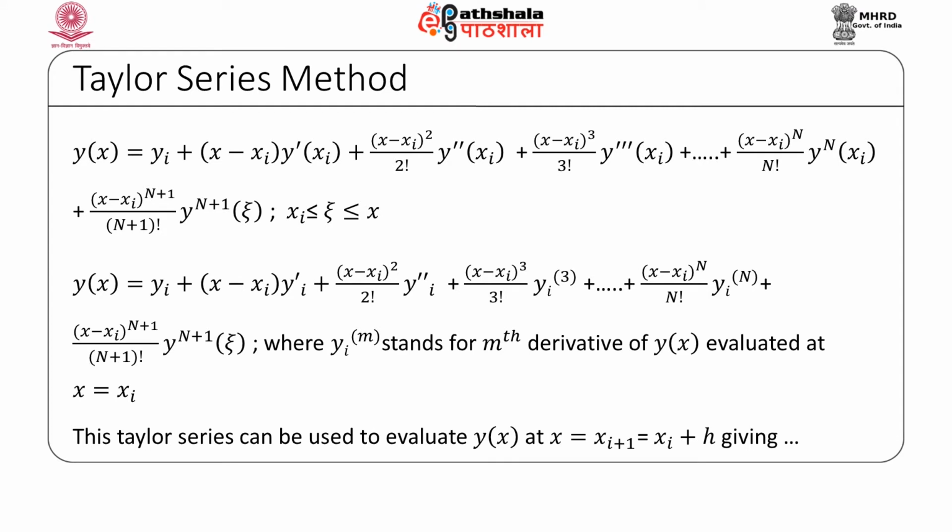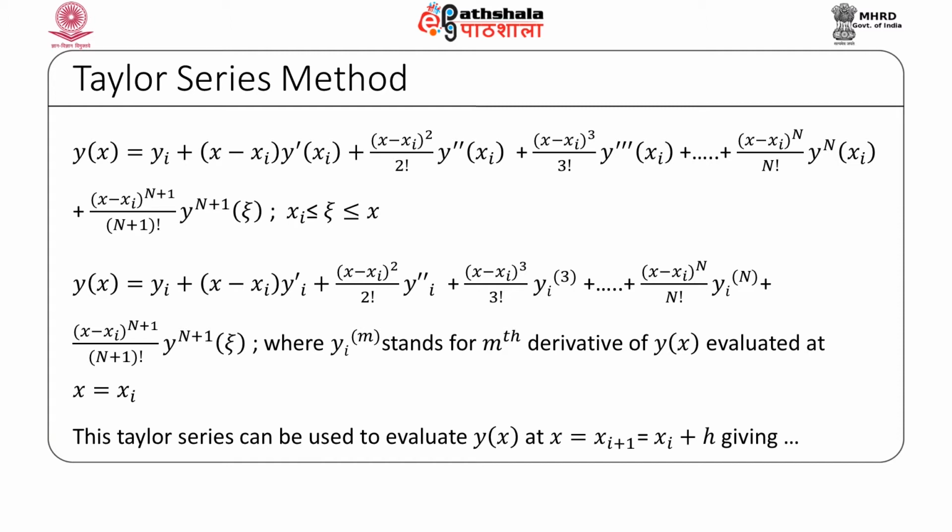this Taylor series is given by y(x) equals yi, that is y at the point xi, plus (x minus xi) into the first order derivative of y at the point xi, plus the next term, (x minus xi) squared by 2 factorial, the second order derivative of y at the point xi, the next term (x minus xi) cubed by 3 factorial, the third order derivative at the point xi, and so on up to the nth power, (x minus xi) to the n by n factorial, the nth derivative at the point xi, and then the remainder term.